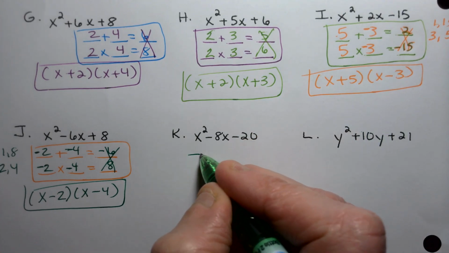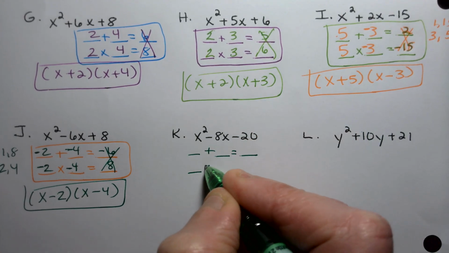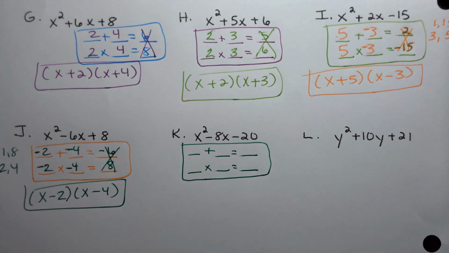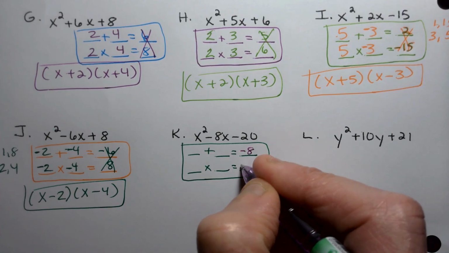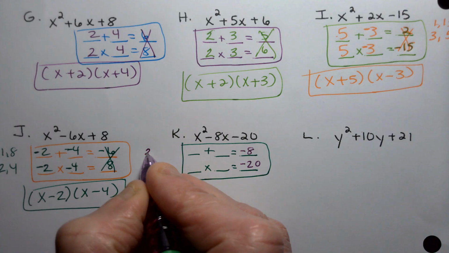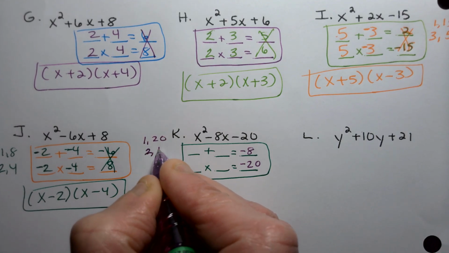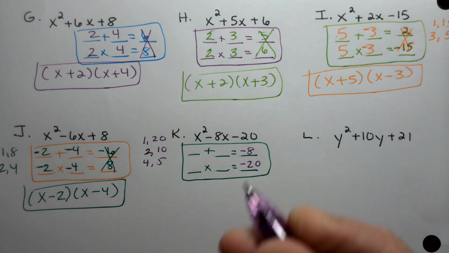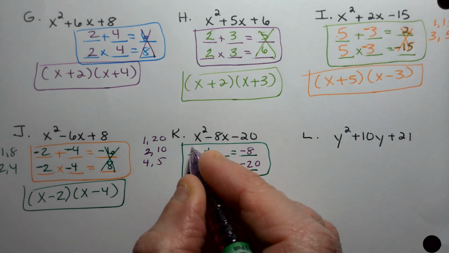All right, 2 more. Negative 8 and negative 20. Okay, so we've got 2 negatives now. So we got 1 and 20, we got 2 and 10, and 4 and 5. Those are our only options. I'm guessing it's the 2 and 10. Those are the only ones that have a difference of 8.